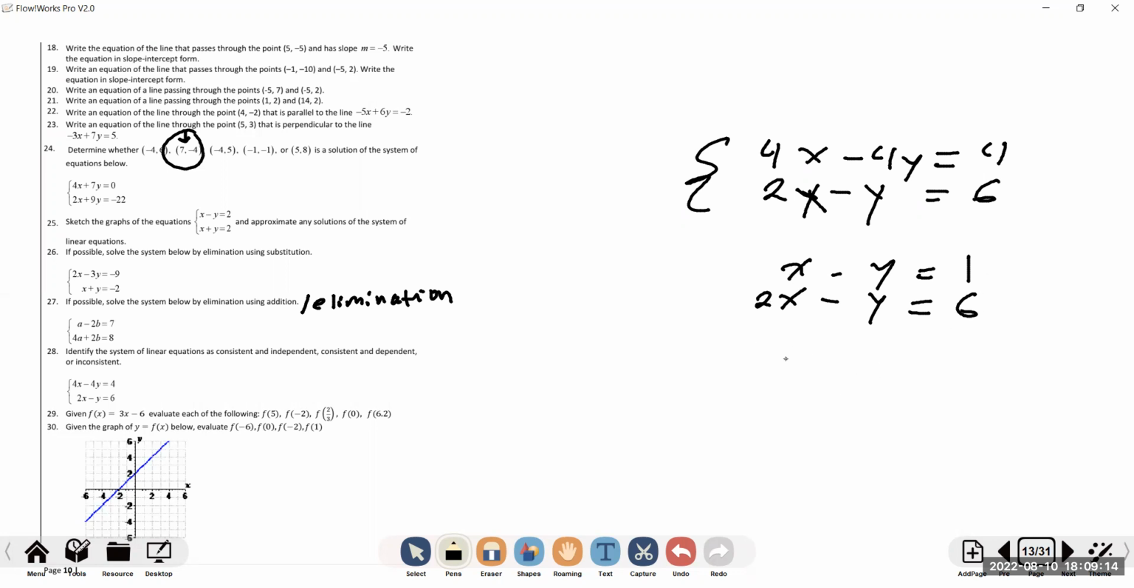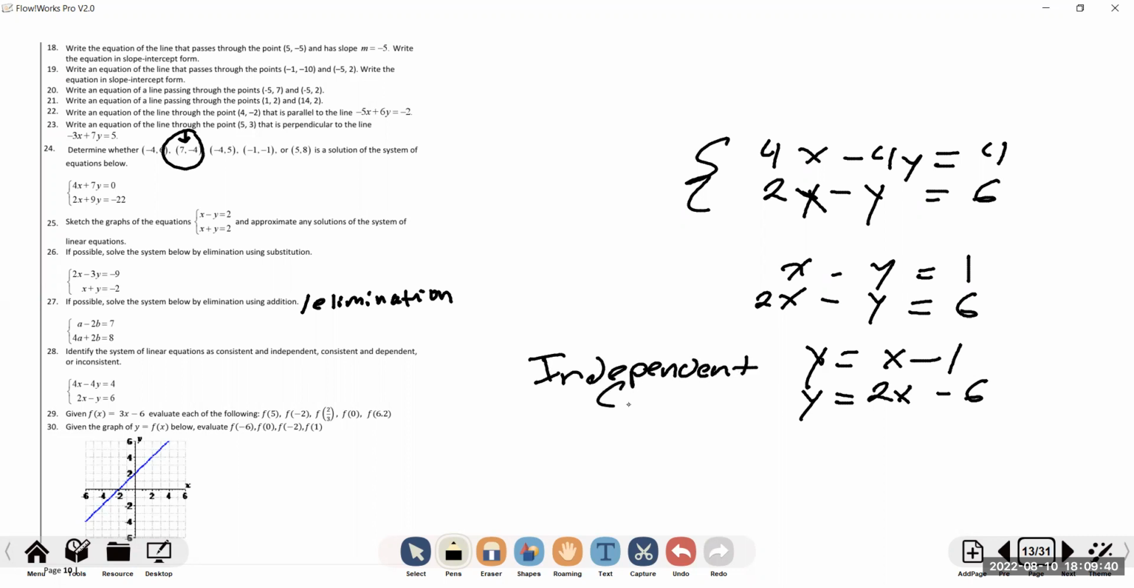So if I solve these for y, y is equal to x minus 1, y is equal to 2x minus 6, we're going to see that they have different slopes and different y-intercepts, but just this fact that they have different slopes means that it's going to be independent, consistent. Okay.